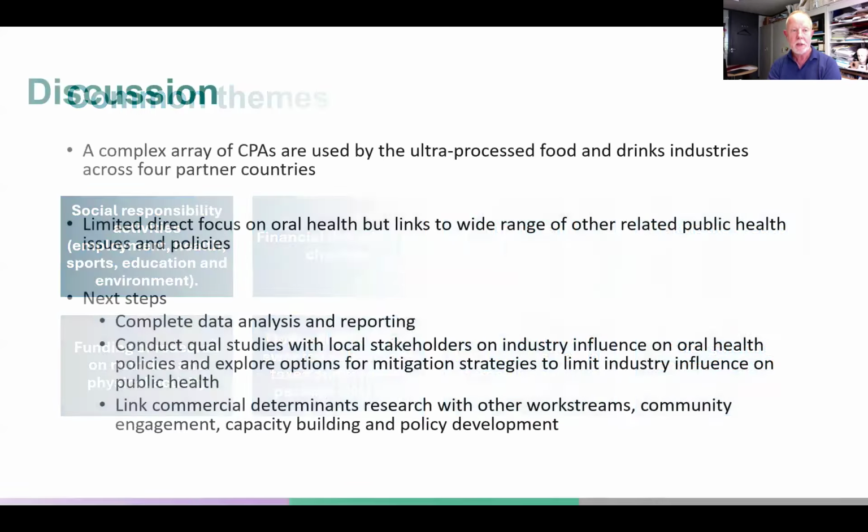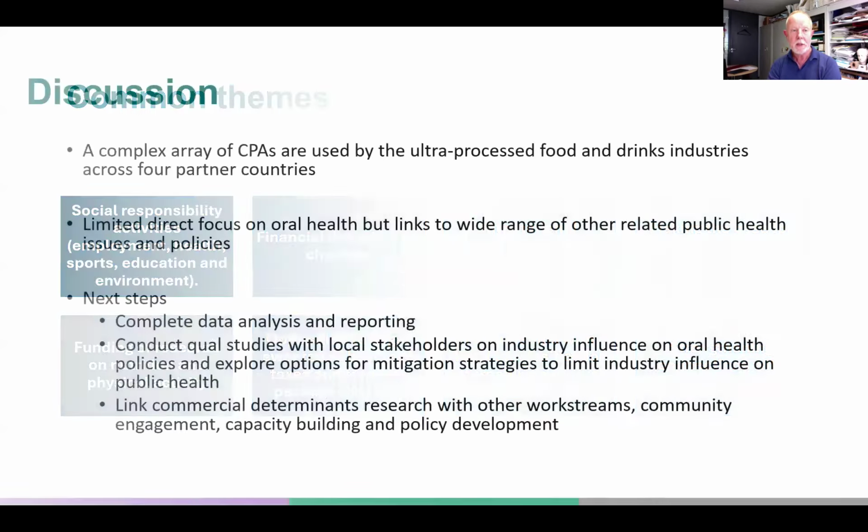What we found is a complex array of corporate political activities used by these industries across our 4 partner countries. Interestingly, there's limited direct focus on oral health. Most of the focus is on broader nutrition and public health issues that have an impact on oral health, but oral health directly is not something that is focused on in most instances. In terms of next steps, we're going to continue the data analysis. We have a huge mountain of data to now analyze and report.